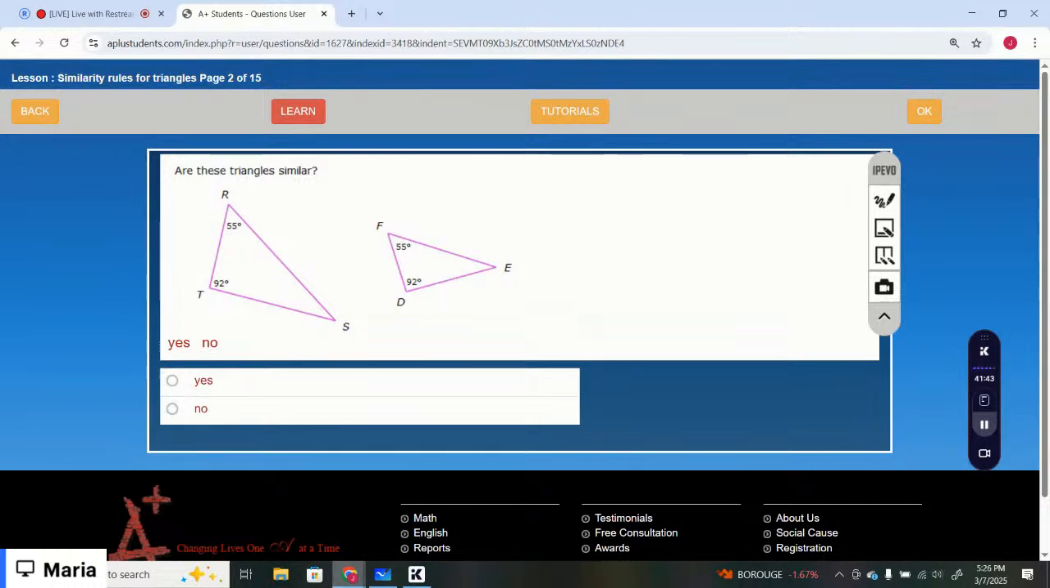Are these triangles similar? Yes, they are similar.